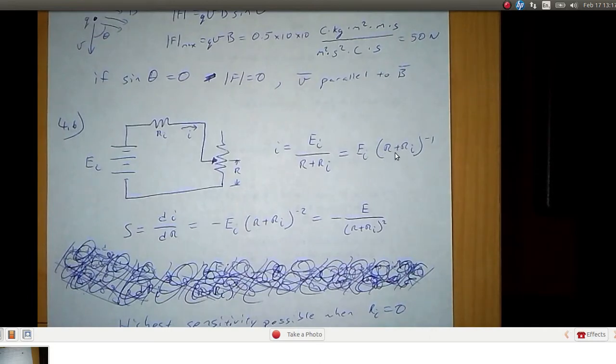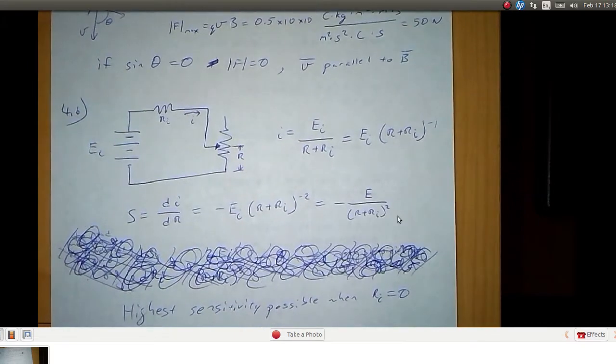So we just take the derivative of this function with respect to R, and we end up with negative E over the sum R plus Ri squared. And we're also asked to find the condition for the highest sensitivity. Well, in this case, we're talking about configuring Ri to get the highest sensitivity. So R varies, that's what we're measuring. So we want to say, what's the Ri that'll give us the highest sensitivity?